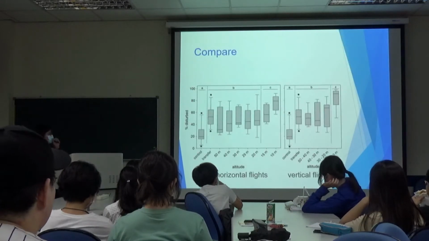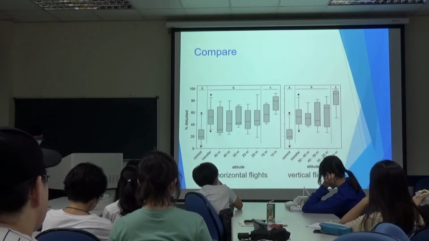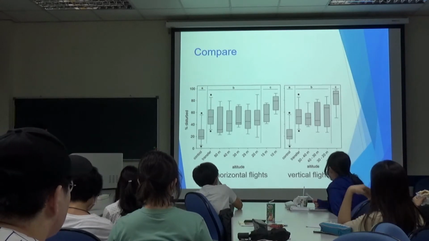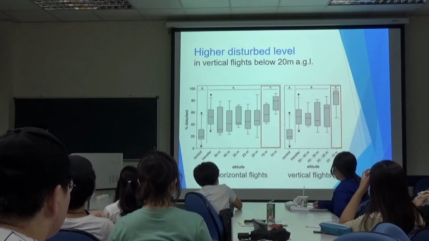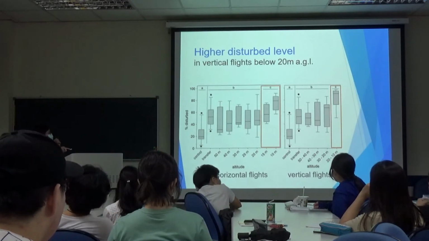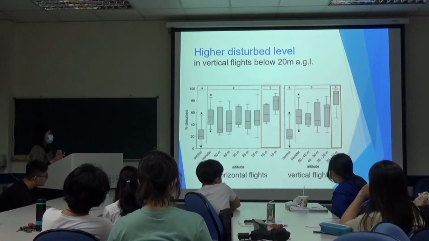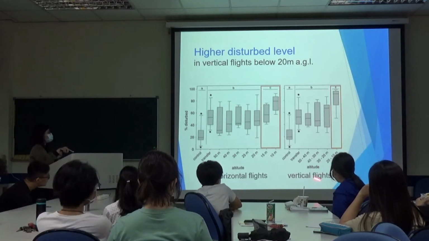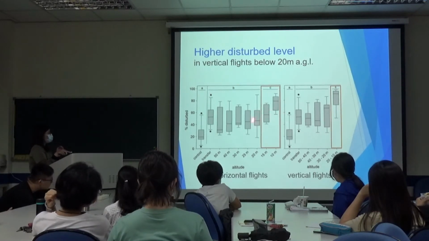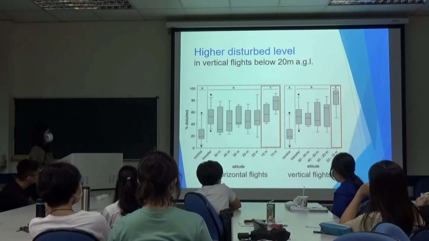Now, let me compare the horizontal and vertical flights, and we will discuss the reasons. Below 20 meters AGL, we can see the disturbance level was high, but in the vertical flight, the disturbance level was higher than horizontal flight. We think there are 3 reasons.